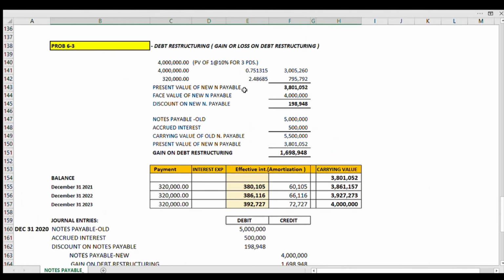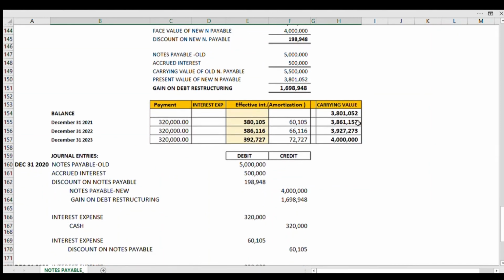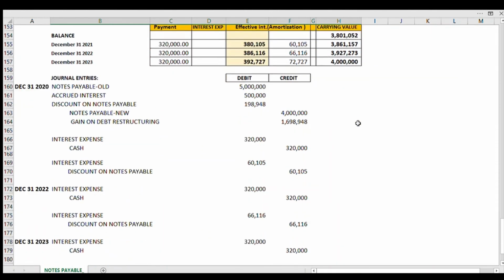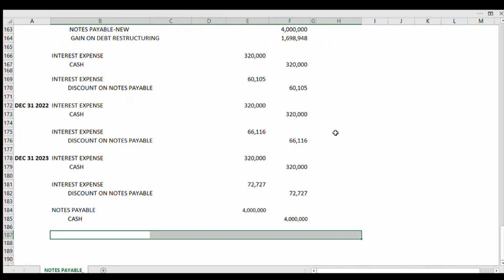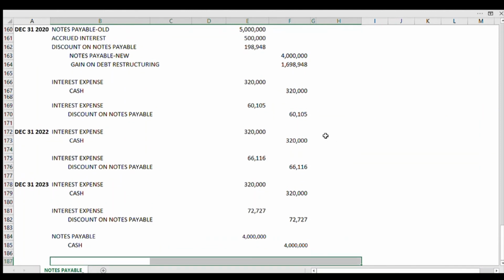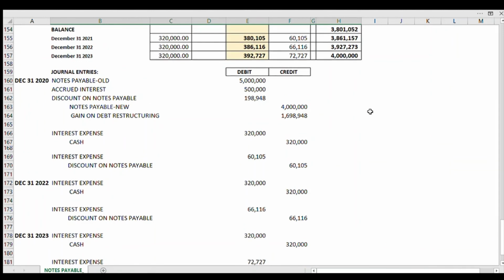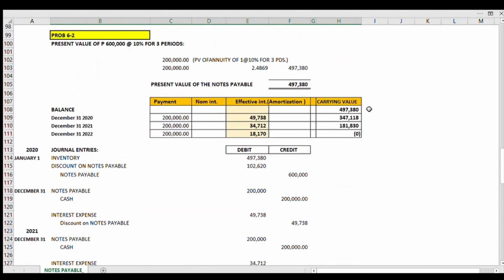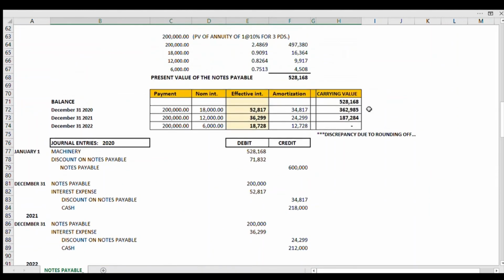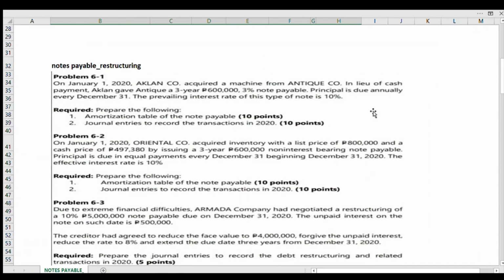Okay? So, this is the computation and amortization table, and also the journal entries concerning this type of transaction on notes payable. So, these are the solutions for the three problems na ipinresent natin today.